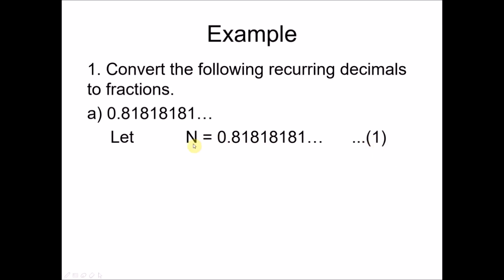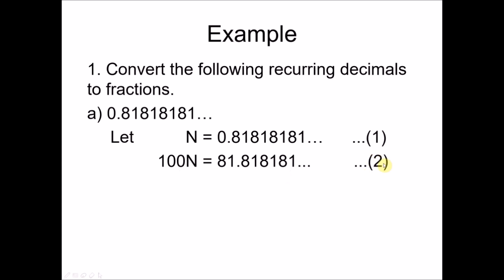We multiply both sides by 100. Why 100? Because we look at the pattern of the recurring decimals: 81, 81, 81. After two digits it repeats itself, every two digits. So if it is two digits, we multiply by 100. If the repeating part is only one digit, we multiply by 10. If the repeating part is three digits, we multiply by 1000, and so on. We label this as equation number 2.